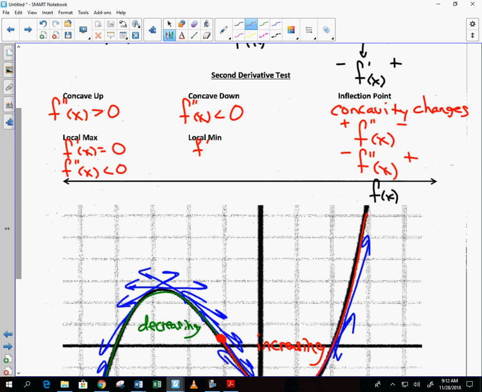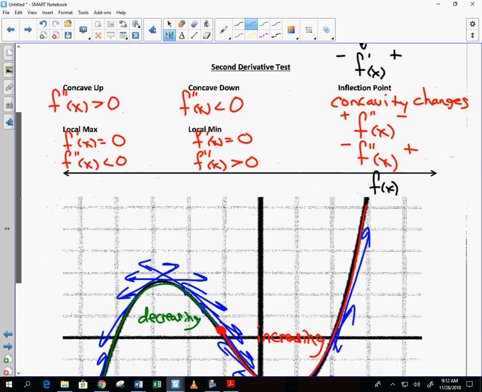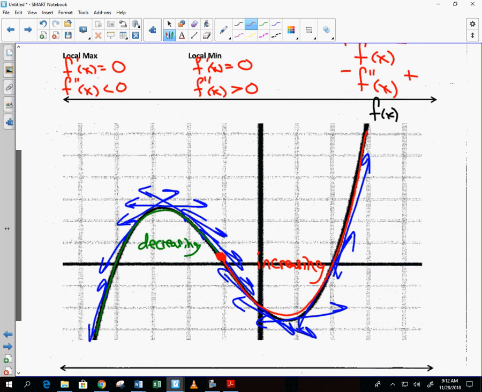Local min, if f prime of x is equal to 0, but f double prime of x is greater than 0, that means it's concave up. That's going to be a local minimum. It's concave up. It's going to have a low part to it, okay? That's really not that crucial. We'll refer to it later on. That's the substance of what we want to do.